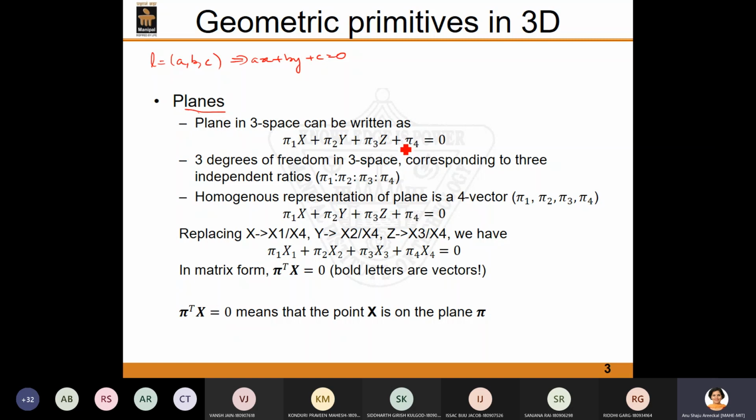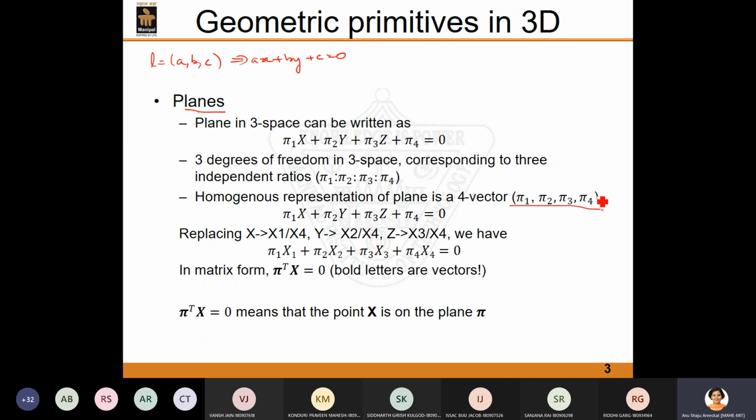Now, just like the line in the 2D space, we can say that a plane in the 3D space can be represented as a homogeneous equation, and the homogeneous representation can be written this way: a bracket pi 1, comma pi 2, comma pi 3, comma pi 4. So it would be a 4-vector form, just like how you have the line in 2D space. This is how we write the equation for the plane in homogeneous representation in 3D.